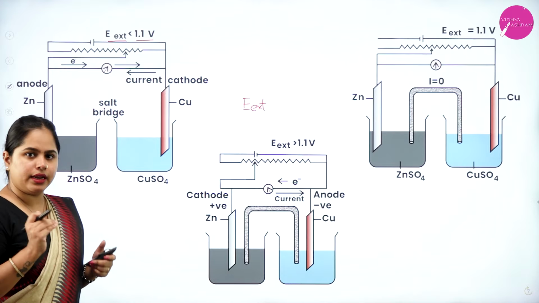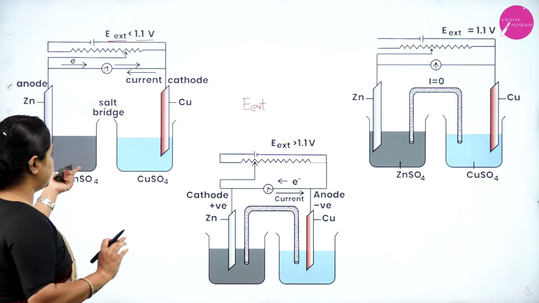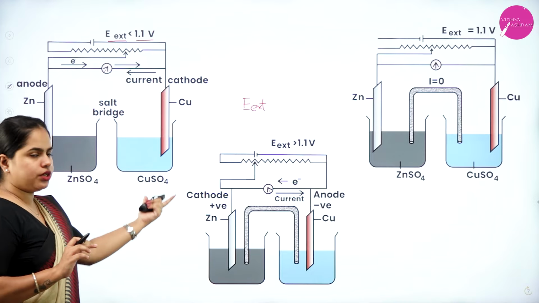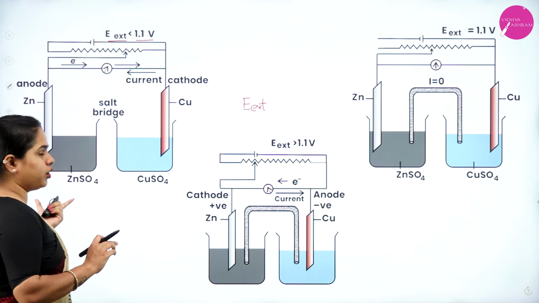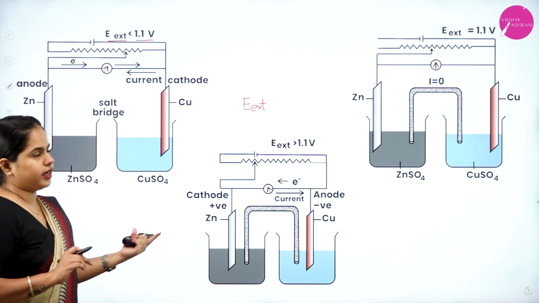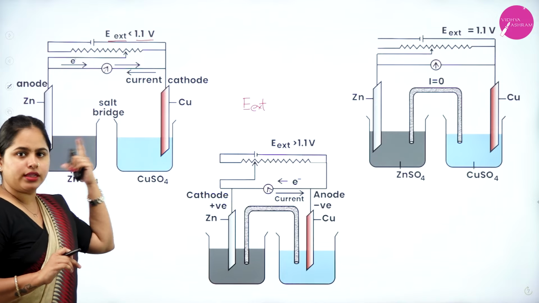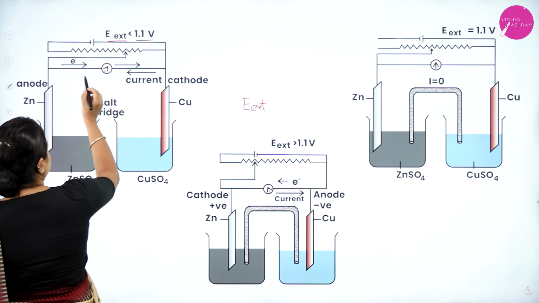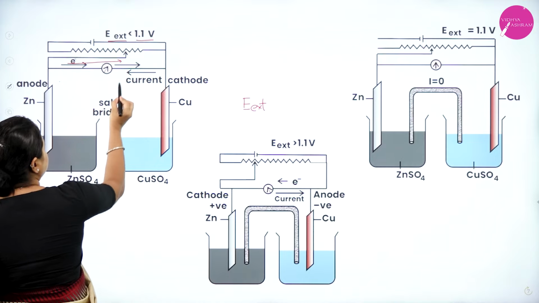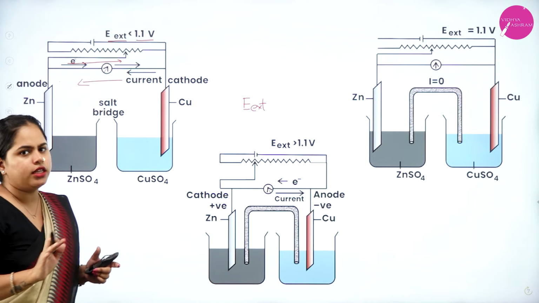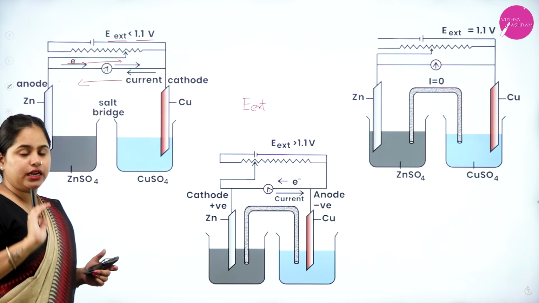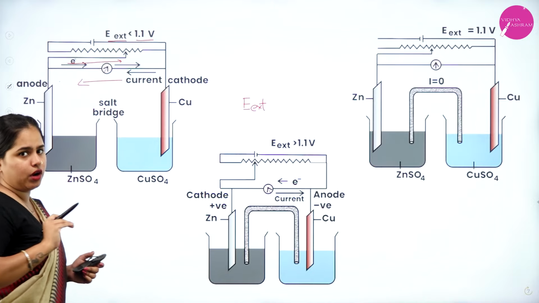Nothing is going to happen. The reaction is going to remain as it is. Oxidation will take place at the anode, reduction will take place at the cathode. That is, zinc will undergo oxidation, copper will undergo reduction, and the current will be flowing in this direction itself. Electrons will go in this direction, current will be passing through this direction. There won't be any change if the external EMF we are producing is less than 1.1 volt.